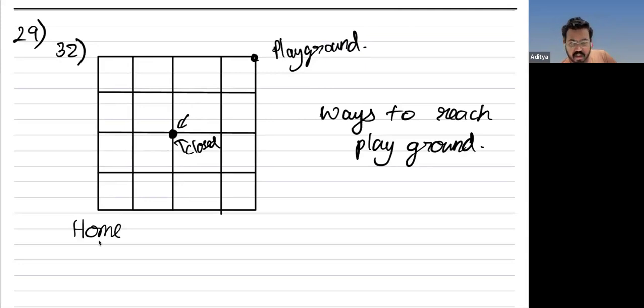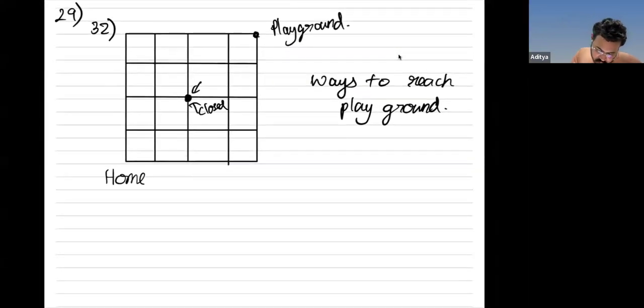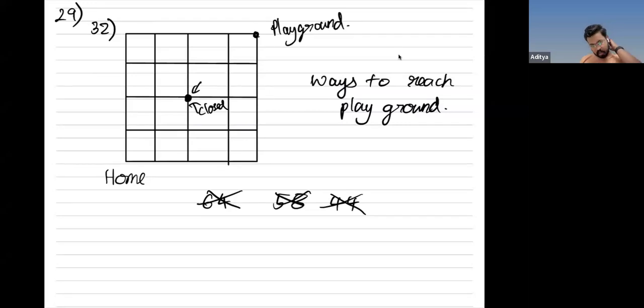Pushkal, not correct. Tuba, not correct. So I'll let you know that 64 is not the correct answer, 58 is not the correct answer, even 44 is not the answer. Laksh and Pranamya, Vishrut, not correct. Kanishka, not correct. Harshit, not correct.